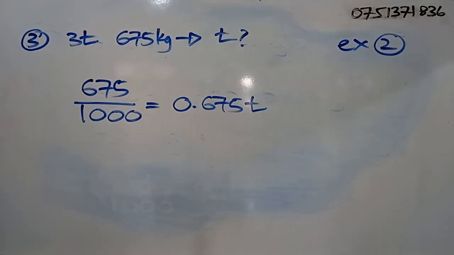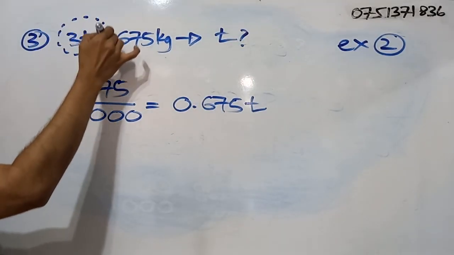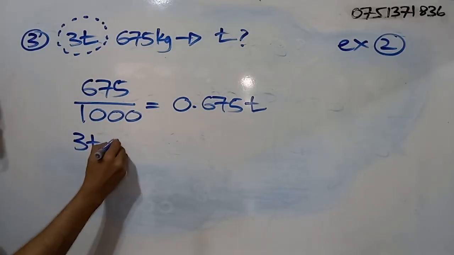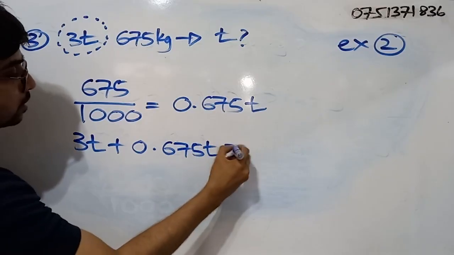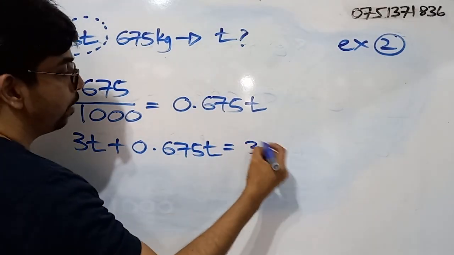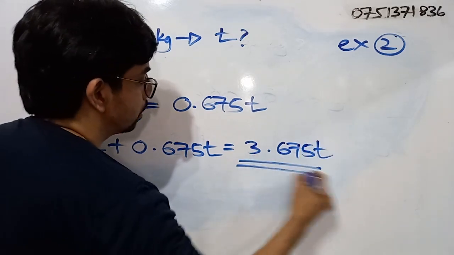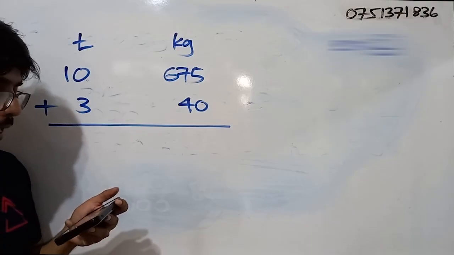Then what do we have to do? To get the final answer, we have to add this amount to this. So 3 tons, to that we have to add 0.675 tons. So finally the answer will be what? 3.675 tons. Right.